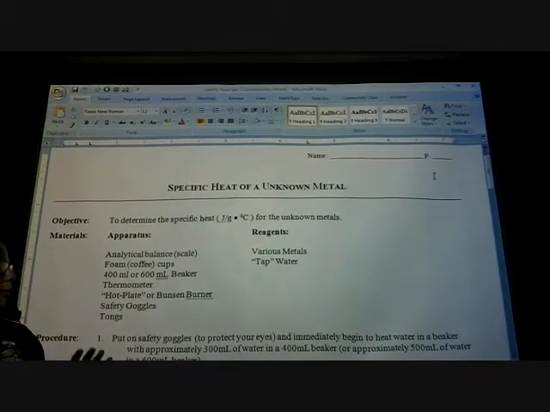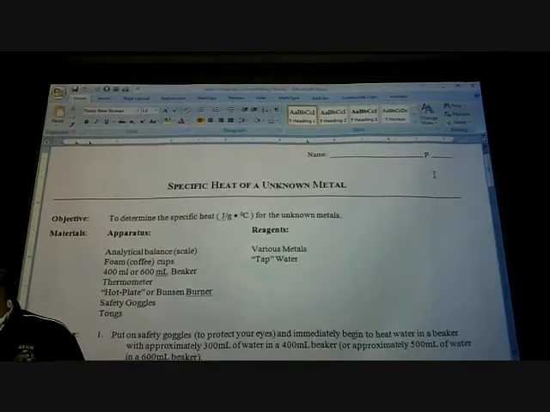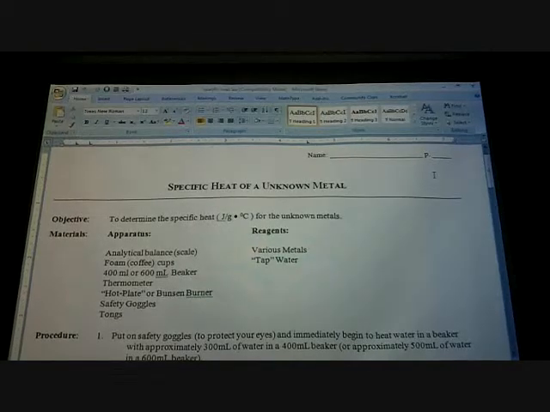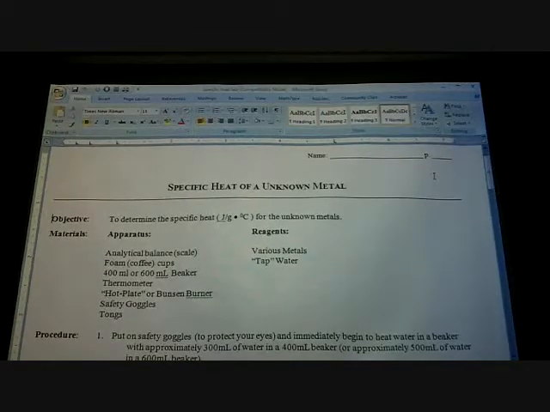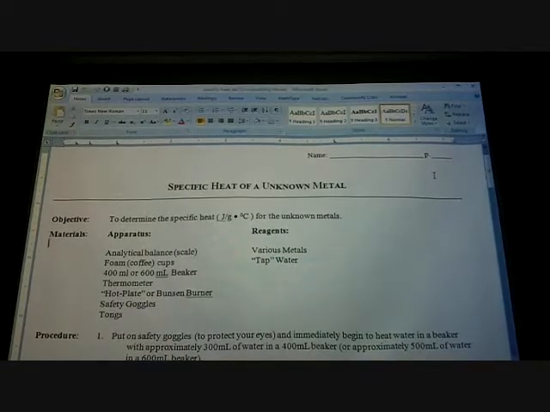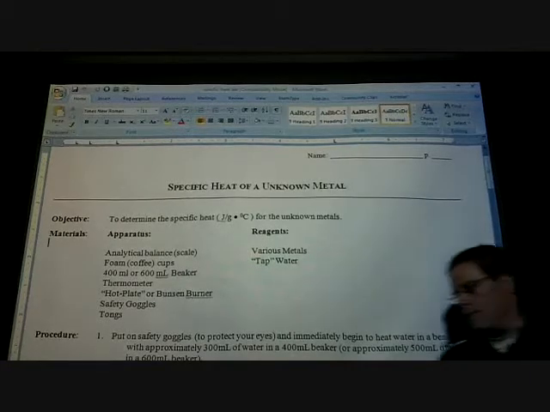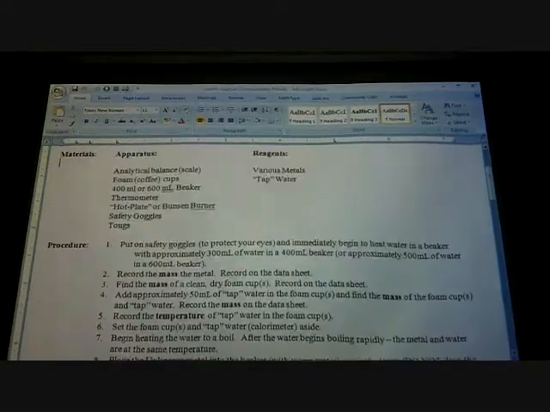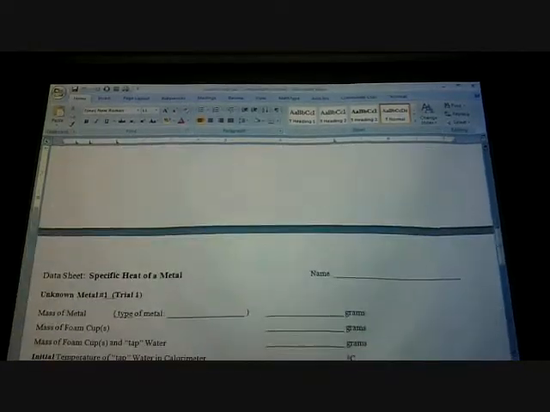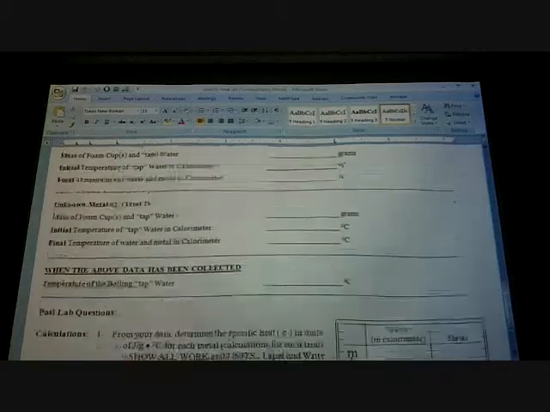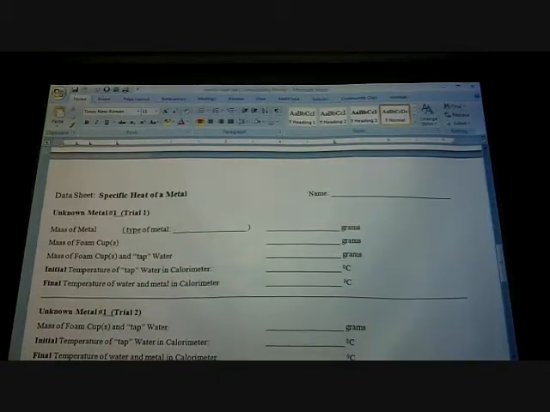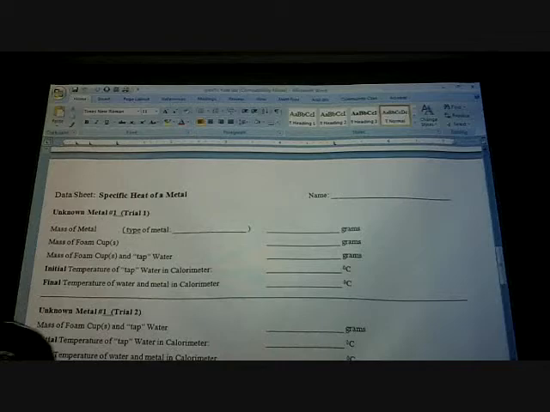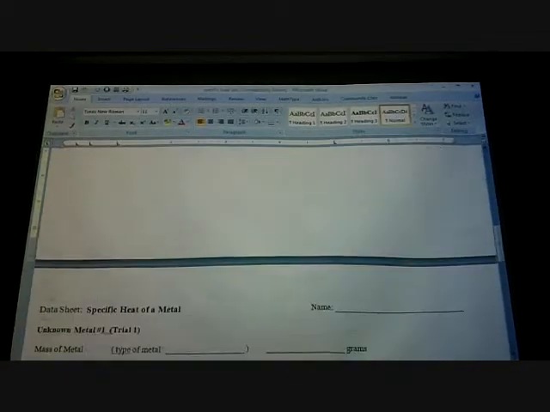Now, the write-up should be fairly simple. Okay. The majority of this write-up will be the calculations. All right. And it's the same stuff that we've been doing with the specific heat type calculations. This would be an individual write-up. So you have all your data. Okay.